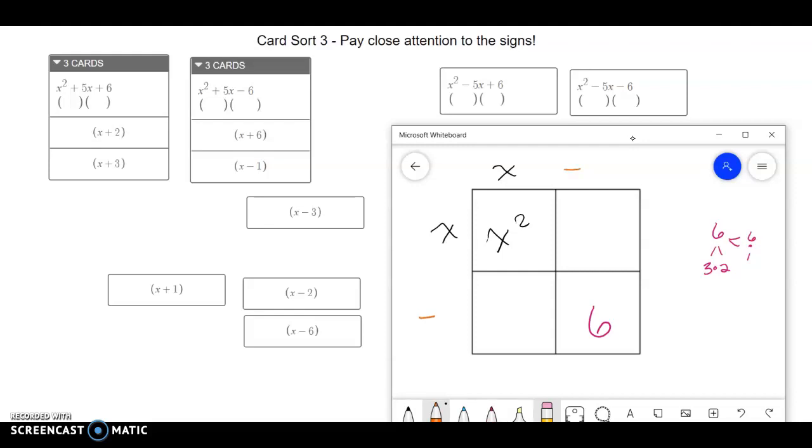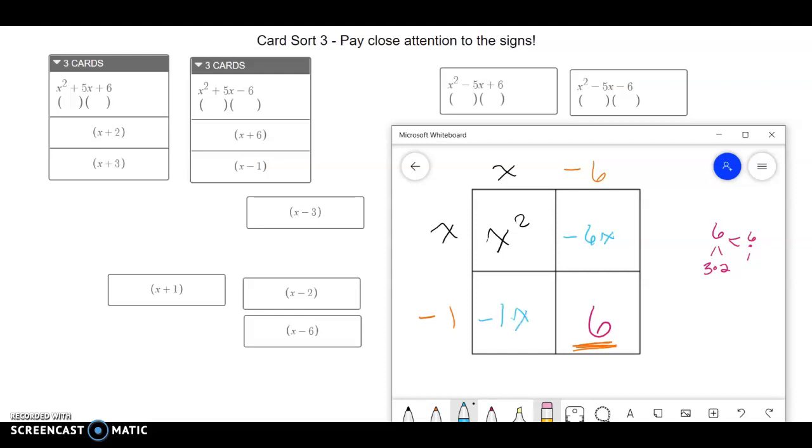Let's say this is negative 6 times 1. Well, negative 6 times negative 1 will give me that positive 6 that I'm looking for. So now I need to figure out what 2 factors, 3 and 2 or 6 and 1, will give me that negative 5. Well, let's start with negative 6 and a negative 1. You can honestly start with whichever you want. So negative 6 times x is going to give me a negative 6x, and then negative 1 times x is going to give me a negative 1x.